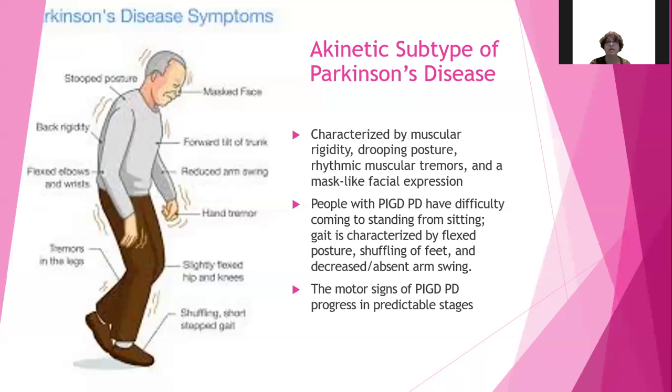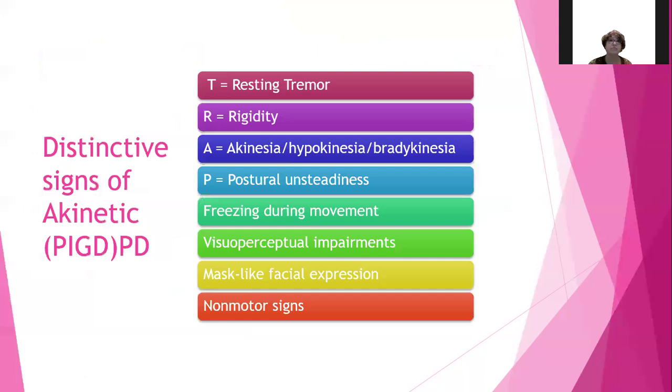The motor signs of akinetic Parkinson's disease progress in predictable stages. The distinctive signs of akinetic or PIGD Parkinson's are tremor, rigidity, akinesia, and postural unsteadiness. Along with those, freezing during movement, visual perceptual impairments, and a mask-like facial expression. There's a whole catalog of non-motor signs that go with Parkinson's as well. When you think of visual perceptual impairments, it's like there is a motor sensory disconnect. It's hard to put together the sensory information with the motor act, like we've been talking about for a while. So, pretty interesting. But you can think: tremor, rigidity, akinesia, postural unsteadiness.